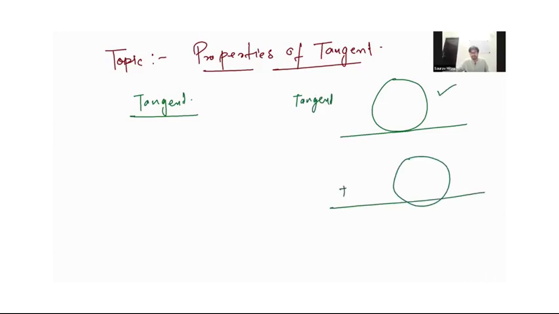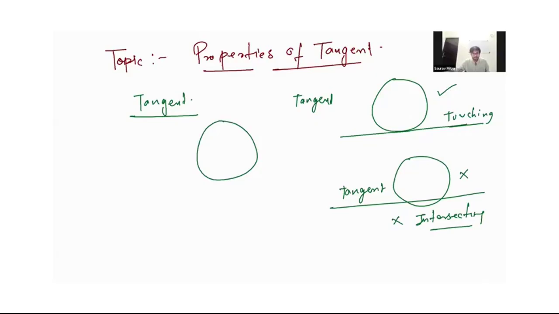This is not considered a tangent as it is not touching. Here the word touching is important. It should touch the circle, and here it is intersecting, it is not touching, so there is a difference. So this is not allowed, and this is your tangent.